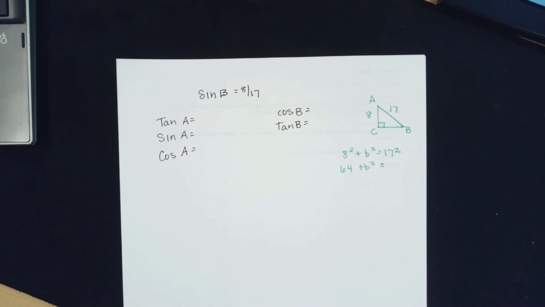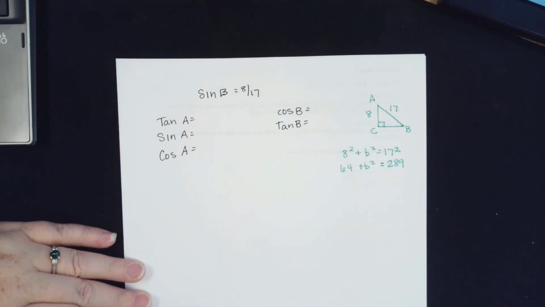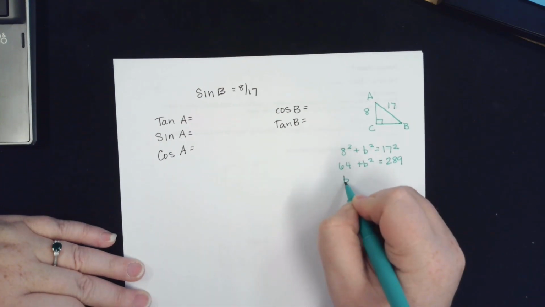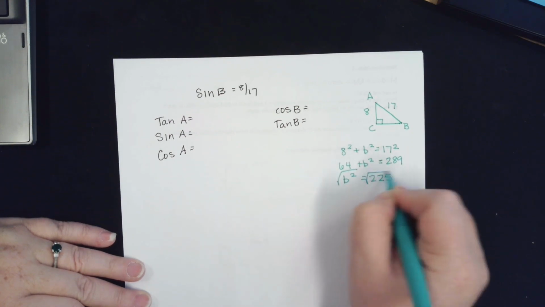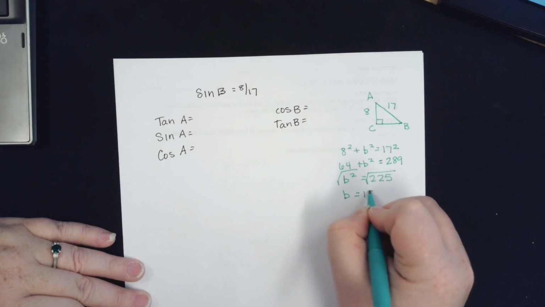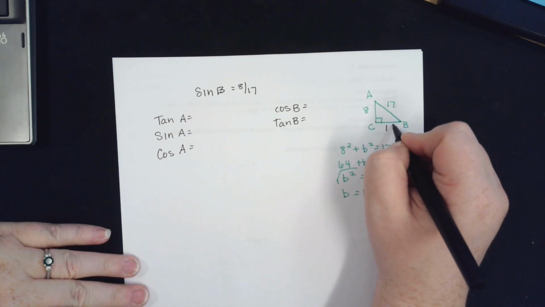If I can find my calculator. Here we go. 17 times 17 is 289. So now I'm going to subtract my 64 from both sides. That gives me b squared equals 225. Take the square root of both sides, and we get b equals 15. Okay, so our last side of our triangle is 15.